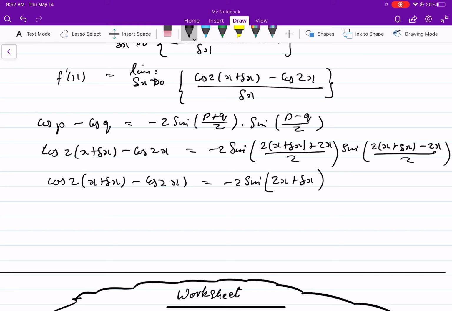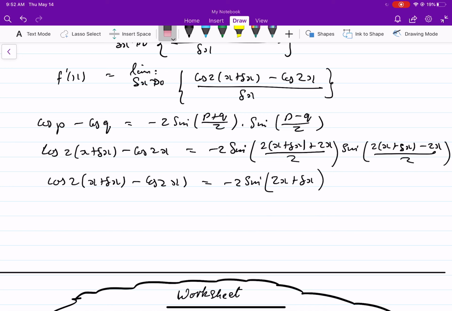I could have even just factored out the 2 from the beginning. This is 2 into x plus delta x plus x upon 2. These two will go. X and x is 2x plus delta x. Algebra.